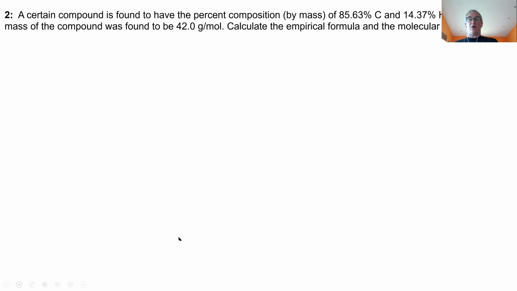Okay, yeah, this one, now we have empirical and molecular. So this is a good way to learn how to do both of them. So we've got a compound, and this is a hydrocarbon because it only has carbon and hydrogen. So what's the first thing we're going to do?